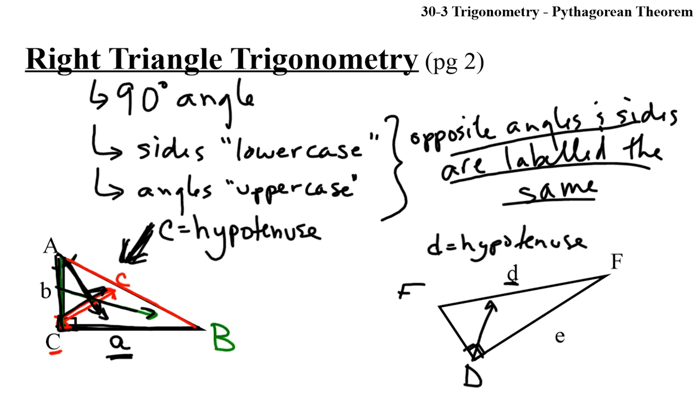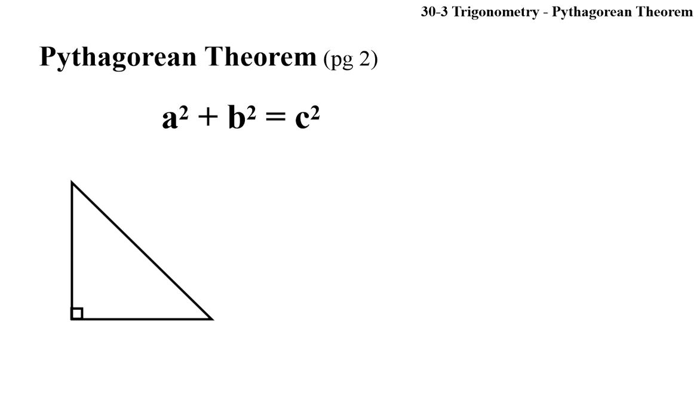So a little bit of background information, some terminology we're going to use throughout this particular unit. Now we get to the Pythagorean theorem. Pythagorean theorem is one that you've seen before, and what is it used for? It's used to solve for an unknown side.